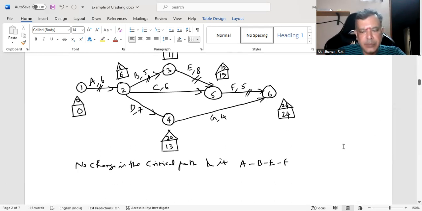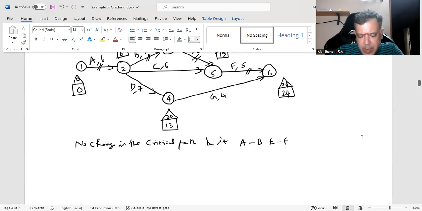Now, let us calculate the cost after this crashing happened and see whether the cost is going down or not. If it goes down, you can continue with crashing. If it goes up, then it is not worth it. The previous cost is the optimal cost. That is what we will try to conclude. So first, let us do direct cost.